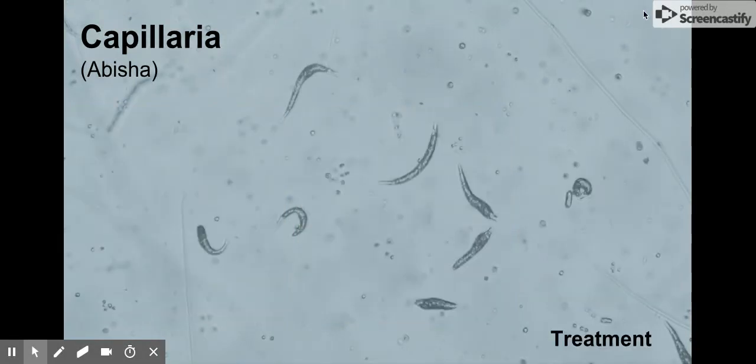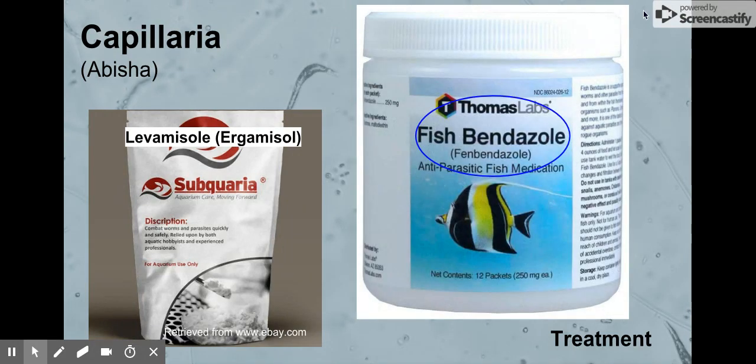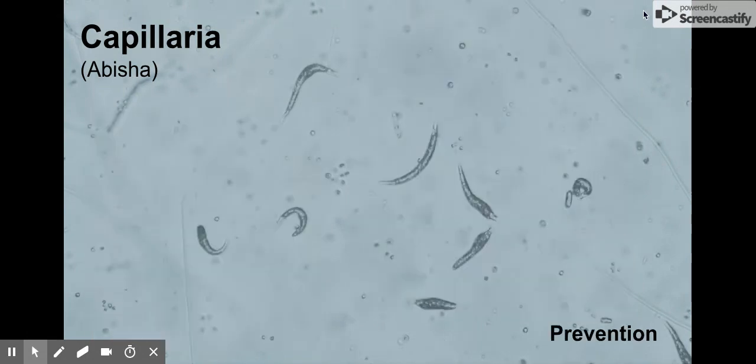How do we treat this? It can be treated with common dewormers such as levamisole, which as an active ingredient can be known as ergamisole, or mebendazole, which sometimes is referred to as just bendazole. These are again just common fish dewormers.